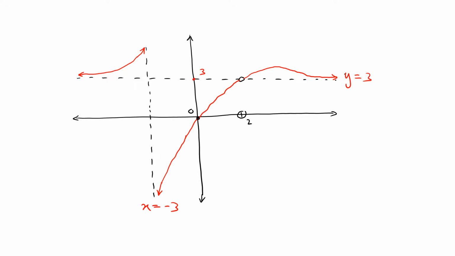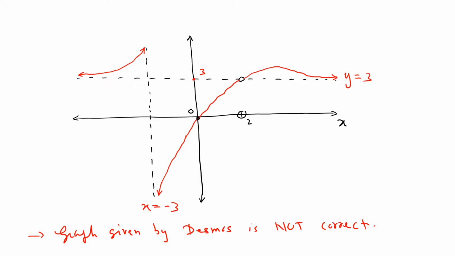So unfortunately the graph given by the decimals is not correct. You can try to find it, and you can see I get a wrong graph. One of the reasons is 2 is not in the domain because you're dividing by 0 if you include that point. Yeah. So that's the mistake there. So that's not accurate. Okay, good.